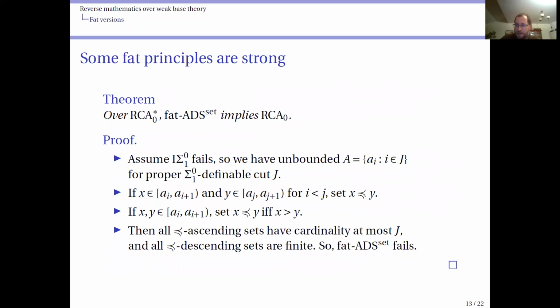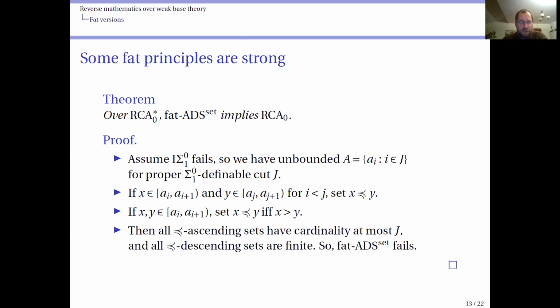So it turns out that if you take the set version of ADS, so the witness is a full cardinality subset of the naturals on which the ordering always agrees or always disagrees with the natural number ordering, this turns out to imply sigma 1 induction. So all the stronger statements, including fat CC, imply sigma 1 induction as well. I guess this is a simple proof, so I can sketch it. Let's assume that you've got a failure of induction. So we've got this proper sigma 1 cut, again, J, and we've got an unbounded set indexed by this cut. Let's call the set A, and index its elements as A1, A2, and so on, according to J.